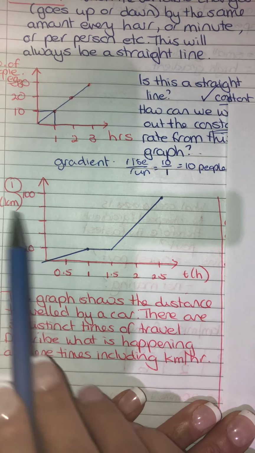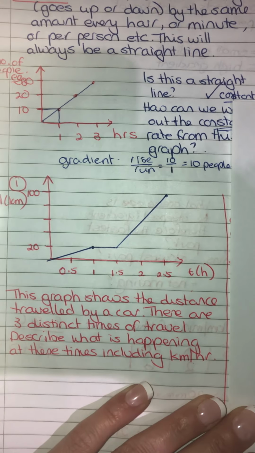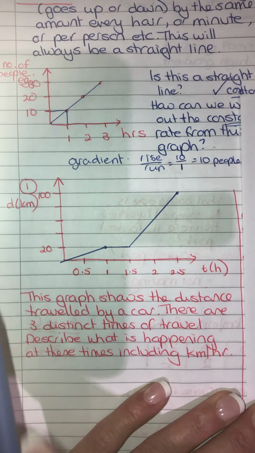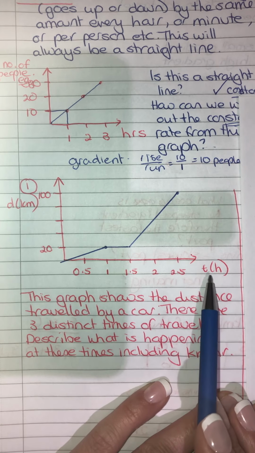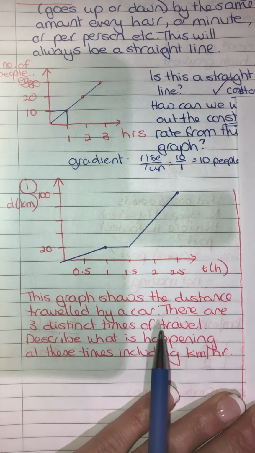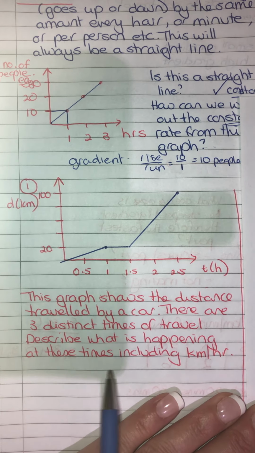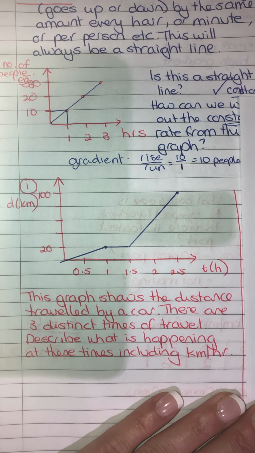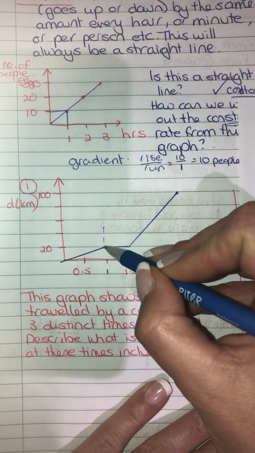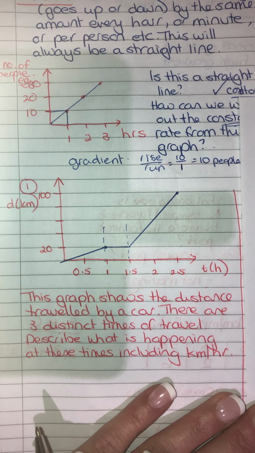We have a graph here, and up here is D, distance in kilometres, and then across the bottom we've got time in hours. This graph shows the distance travelled by a car. There are 3 distinct times of travel. Describe what is happening at these times, including kilometres per hour. What that means is you split these into different time periods because they're not one straight line. You might get 5 different sections and you just deal with them separately.